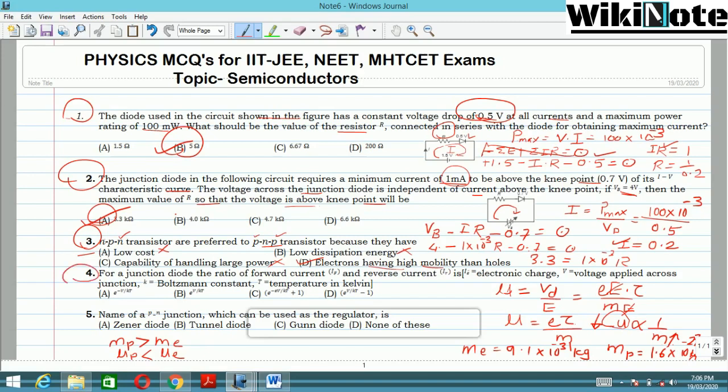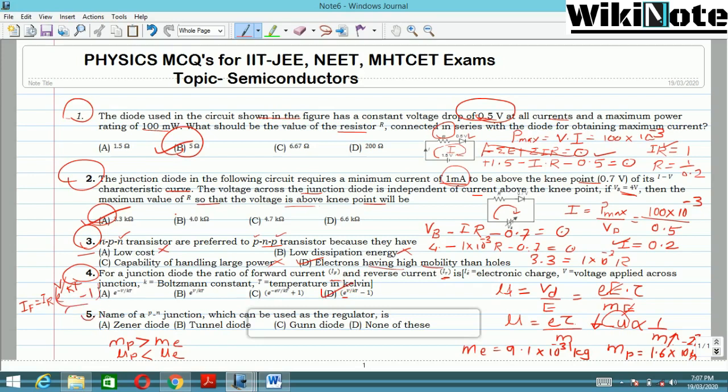Question number 4: for a junction diode, the ratio of forward current IF to the reverse current IR is asked. This is given by the formula with e raised to v upon, so this is the exponential. Actually the formula is IF is equal to IR or I naught, that is reverse saturation current, times e raised to v divided by k, which is Boltzmann constant, dependent upon temperature, minus 1. They have asked you about the ratio, so you have to learn this formula by heart. This should be your solution.